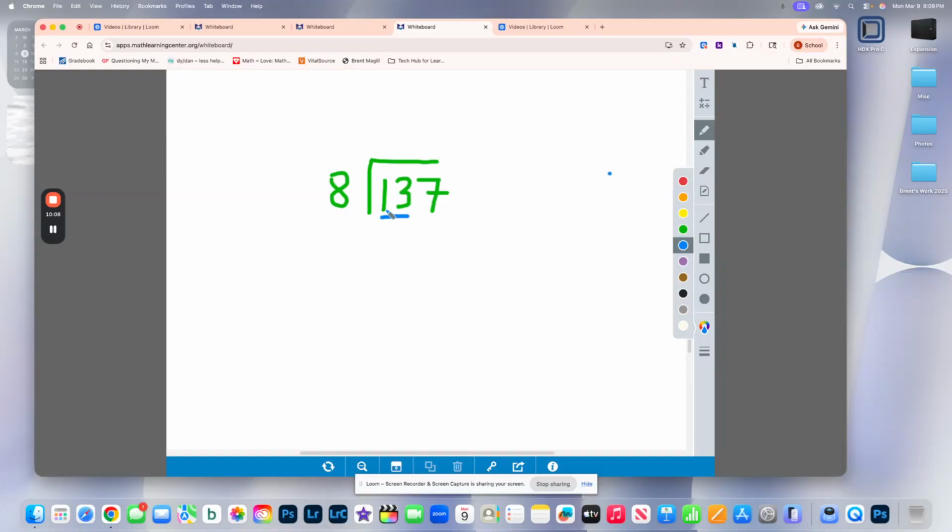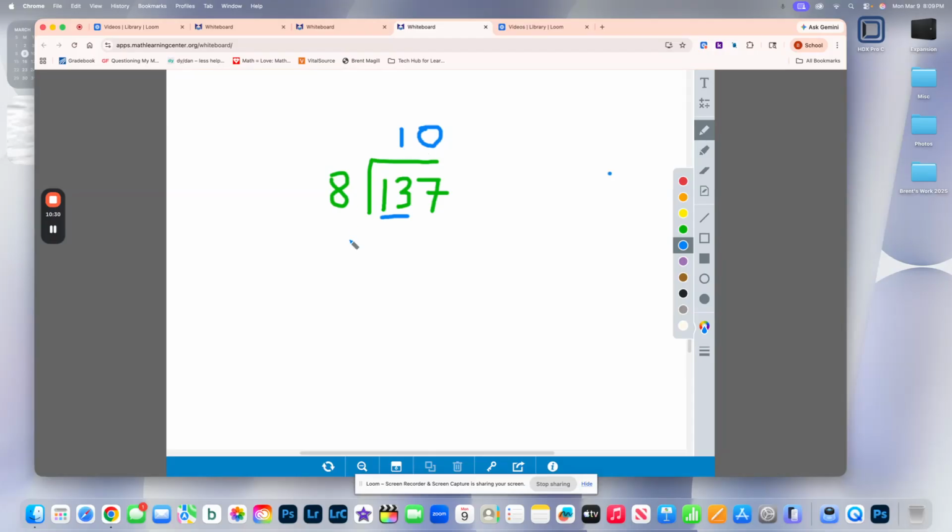13, what does that stand for? That's right, that's the tens place. So it's 13 tens. 8 does divide that one time. So 1 goes above in the tens place. I may not have made that clear in the last one. That's why we're doing multiple problems, so you understand all the steps.